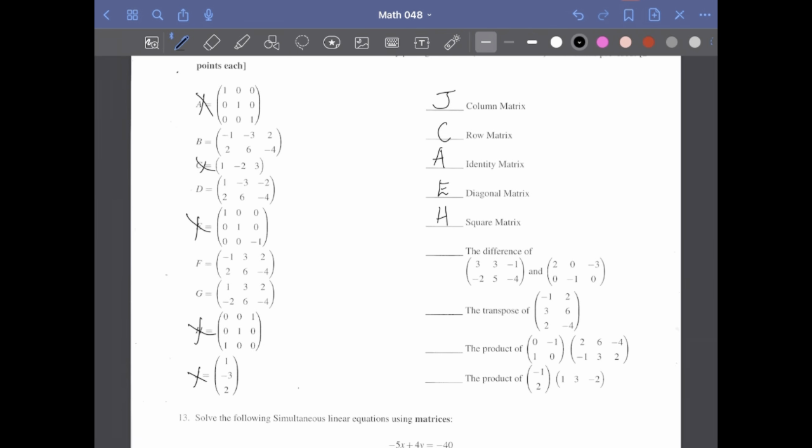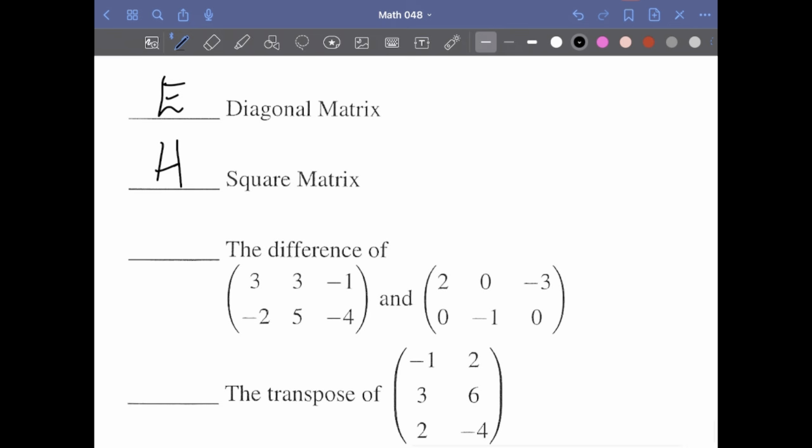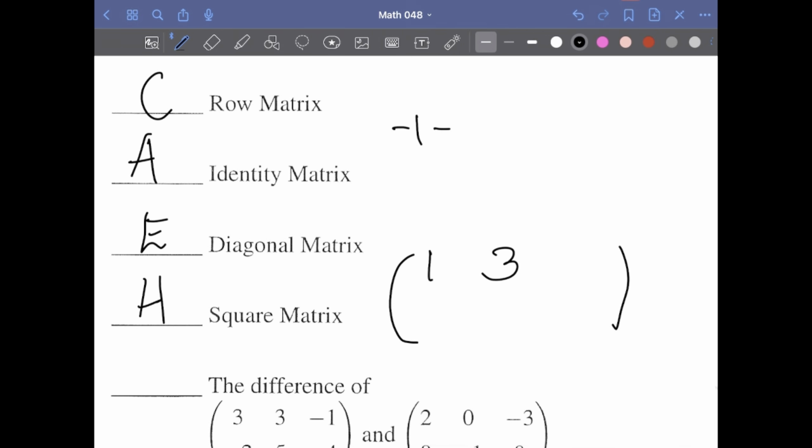The difference of, so we have to actually subtract the 2. So subtract the numbers in their respective positions. So 3 minus 2 is 1. 3 minus 0 is 3. Negative 1 minus negative 3, not negative 4.